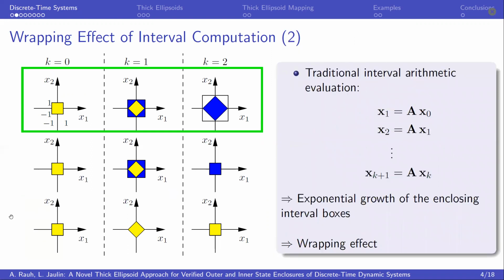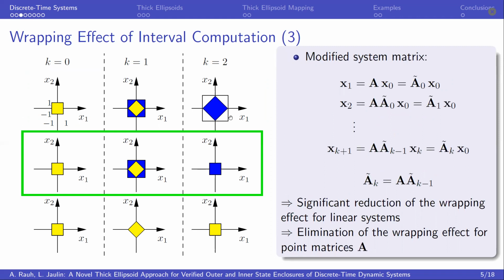Now, when performing naive interval evaluations of the system model and replacing the solution at each time step by an axis-aligned box, you will immediately see that the resulting state enclosures will blow up from one time step to the other. In the worst case, this leads to an exponential growth of the enclosing domains. The reason for this is the so-called wrapping effect, which results from the fact that the exact regions in the state space are enclosed in each time step by an axis-aligned box, in this case by the blue one in the time step k equals 1, and by the white one in the time step k equals 2.